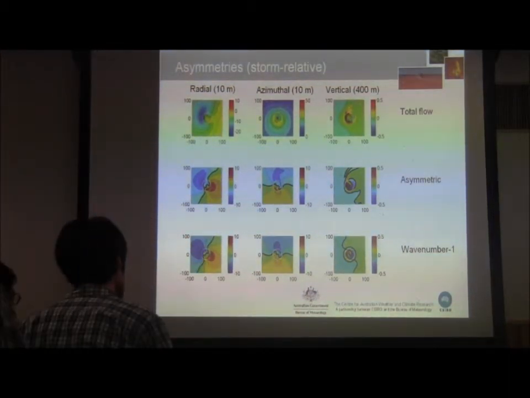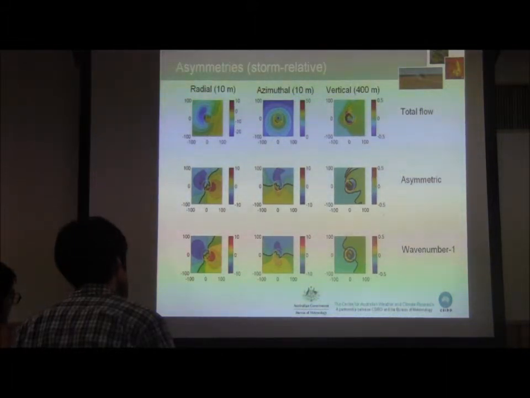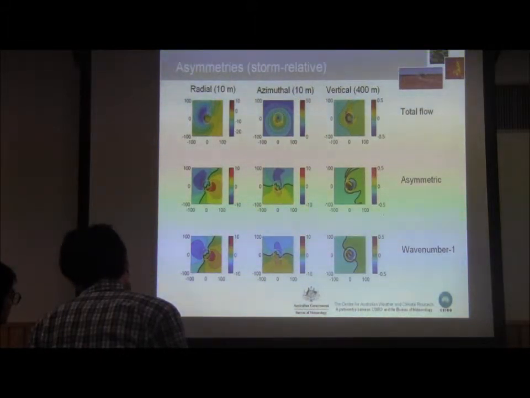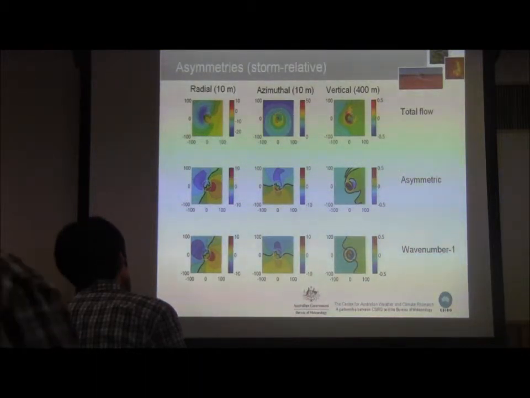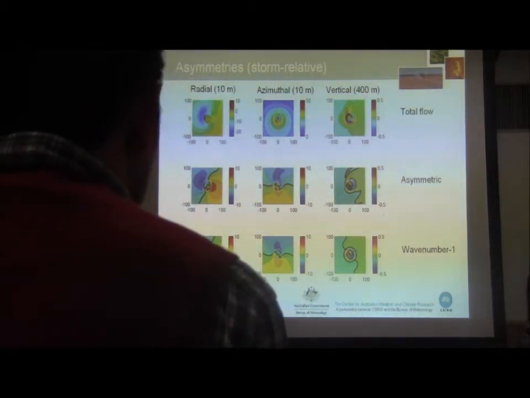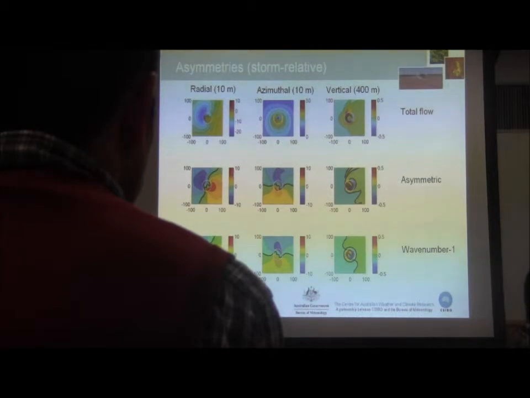It seemed to work in a storm like George, with the profiles I showed you. George was comparatively fast moving, and so the friction-induced asymmetry was quite strong, and perhaps that helped have a reasonable match with observations. Mitch, in contrast, was a very slow moving storm, so the friction was weak.